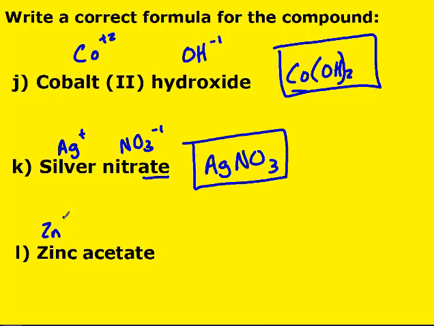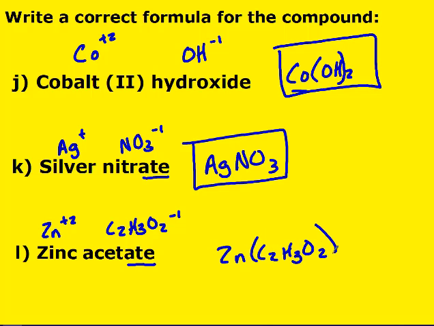Zinc is Zn with a +2. Acetate ends in ATE. It's from our chart. So that's C2H3O2 -1. We need 2 acetates for every 1 zinc. So we have to put acetate in parentheses with a 2 on the outside.